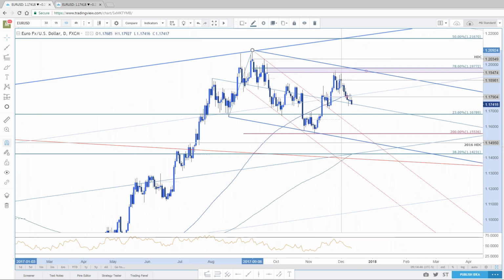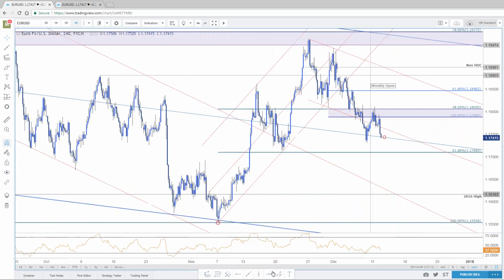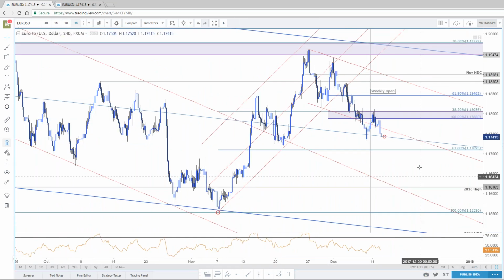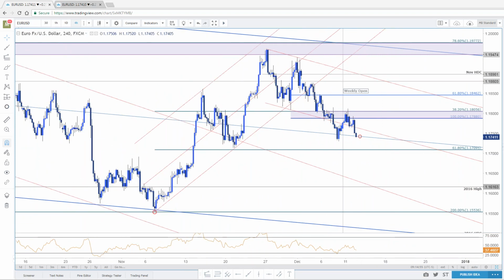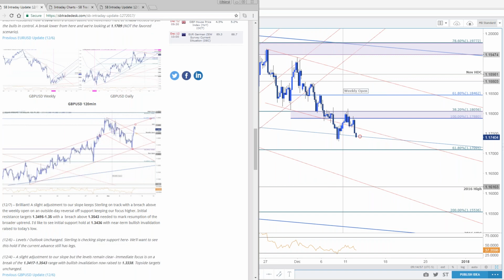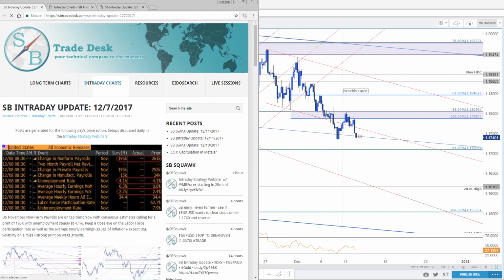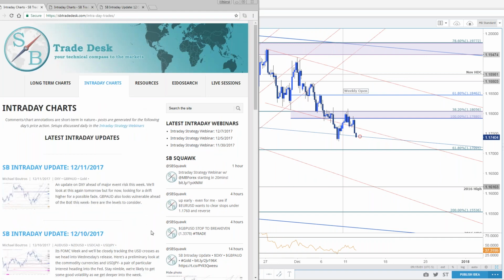But euro hasn't really been on the menu for me in a while. The crosses have been much more interesting than euro dollar. And I'll show you euro Aussie in a moment. That's the one that was a little bit more interesting for me. Here's what the intraday chart looks like, and here's the last chart that we updated on the intradays for euro.